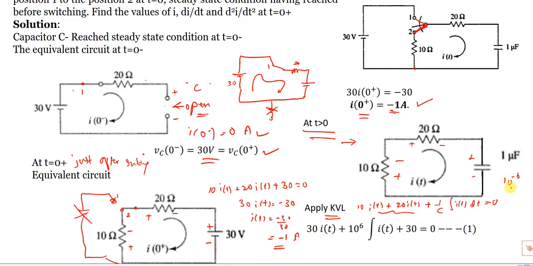1 by 10 to the power minus 6 by C means 1 by 10 power 6. If you bring it to the numerator, it becomes 10 power plus 6. Okay, this is 1 by C. 1 by C is 10 power 6 into integral of I of t.